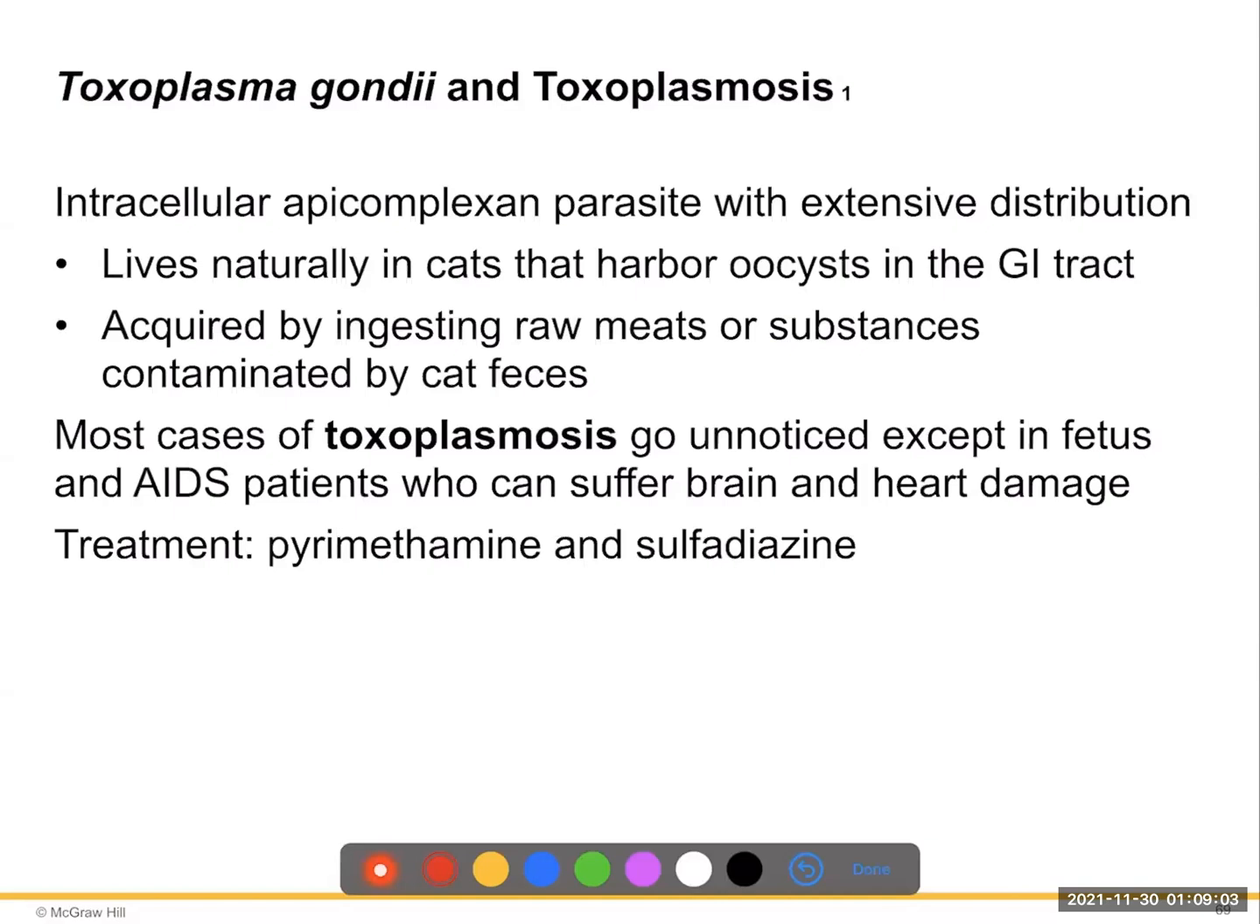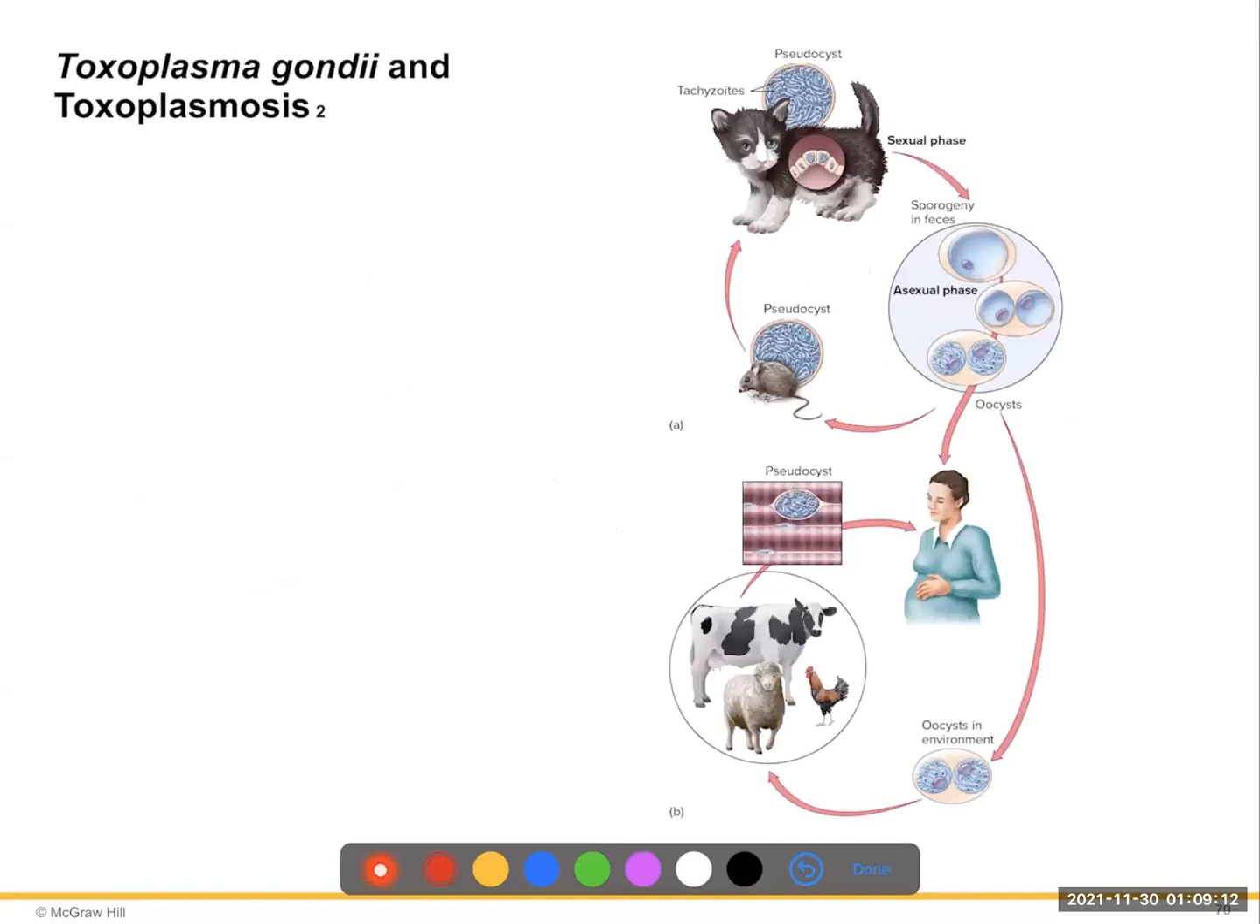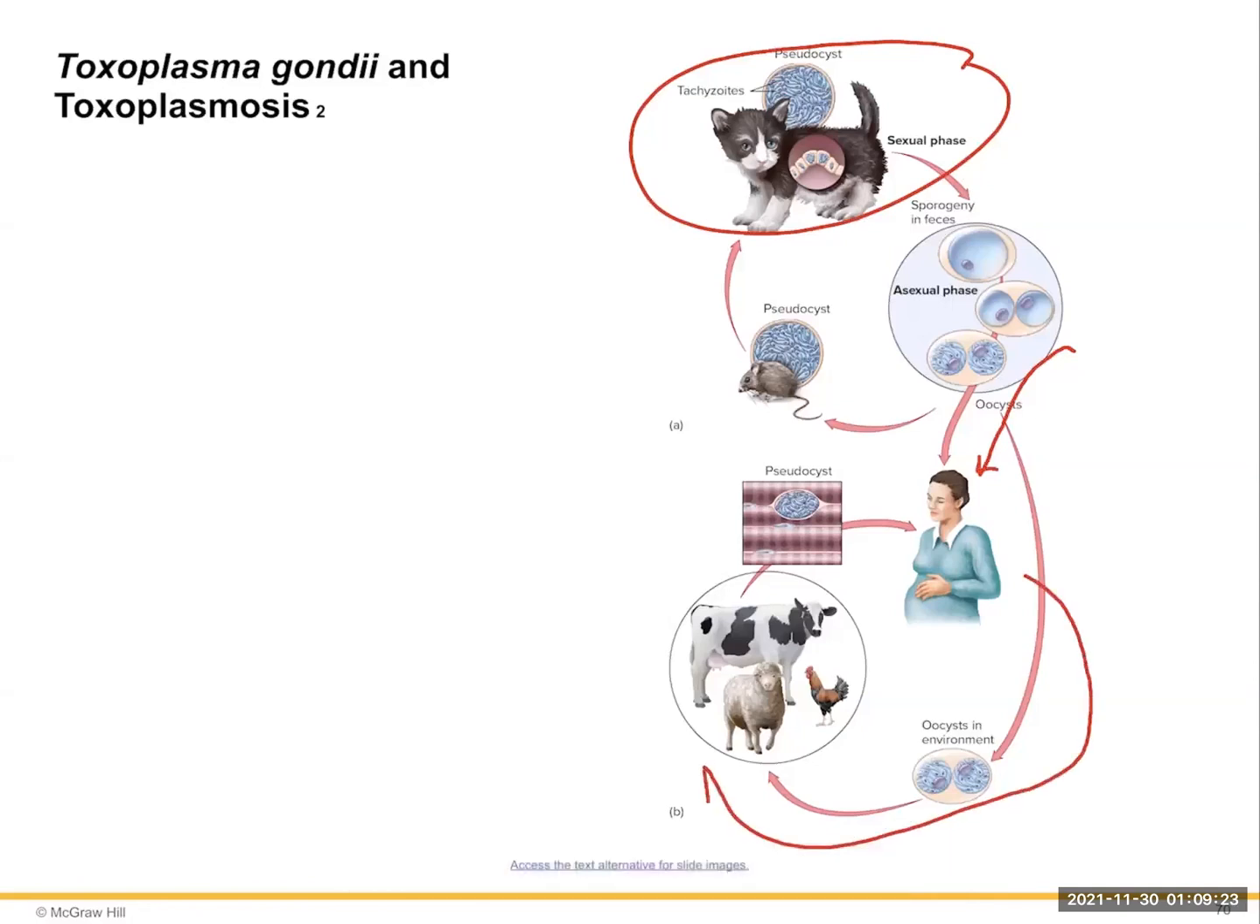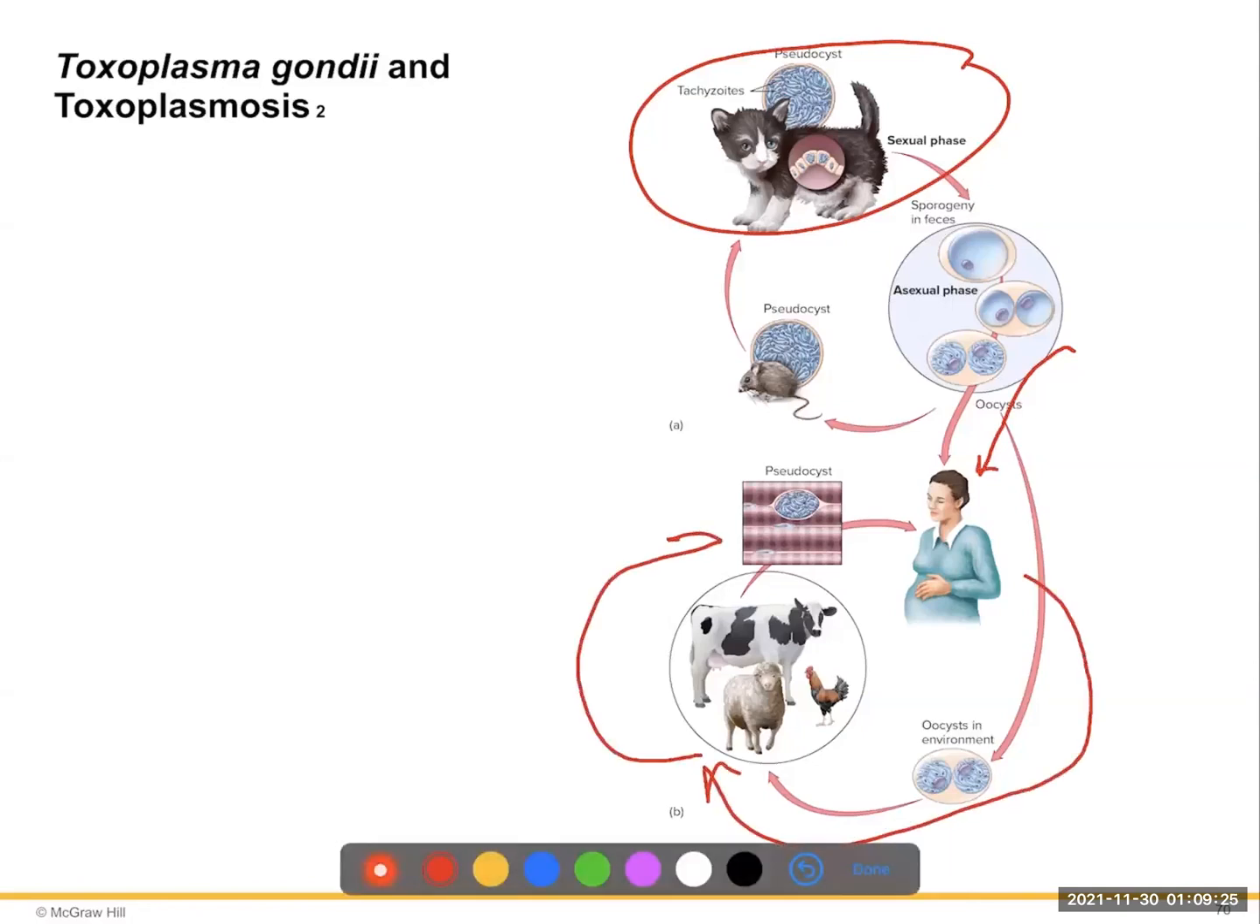Treatment is pyrimethamine and sulfadiazine. Toxoplasmosis, again, you got your carrier from cats. You have the asexual phase with the oocysts, which are breathed in by the humans. Okay, then you can turn it back to the wild animals, back to the domestic animals, and back again into the humans. So it has a cycle, but it's spread through cats. That's why they tell pregnant women to avoid changing cat litter and things like that.